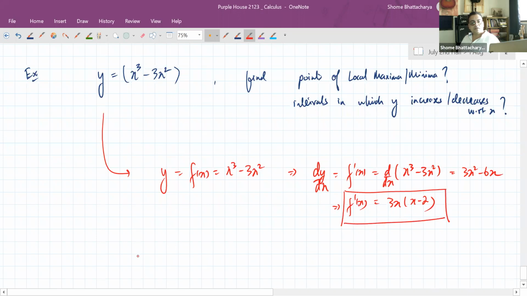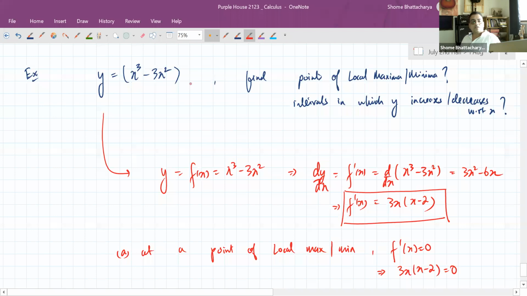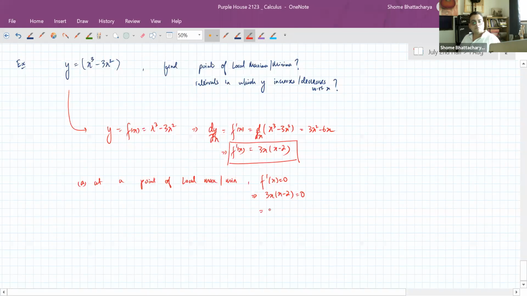So now we can see that at a point of local maxima or minima, the derivative of a function must be 0. So here, that gives us 2 points, x equal to 0 and x equal to 2.